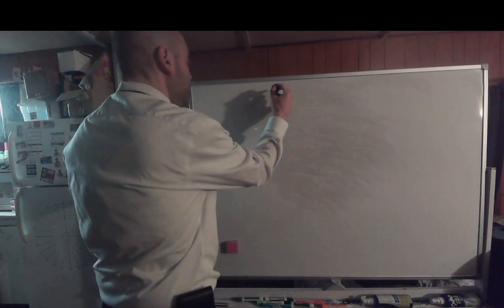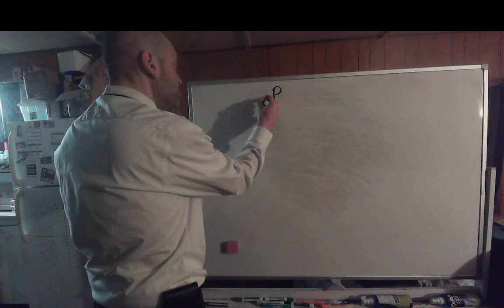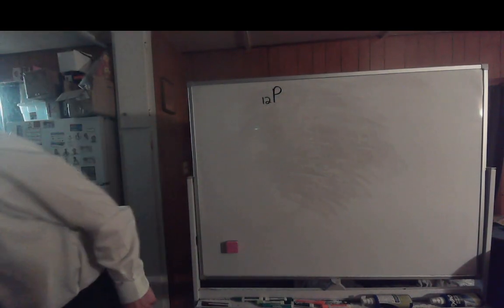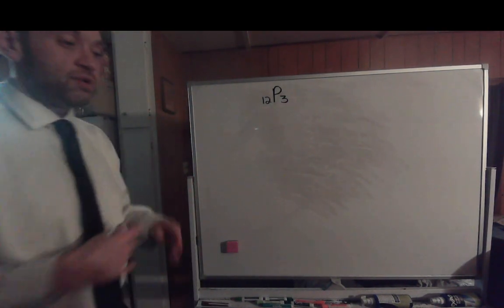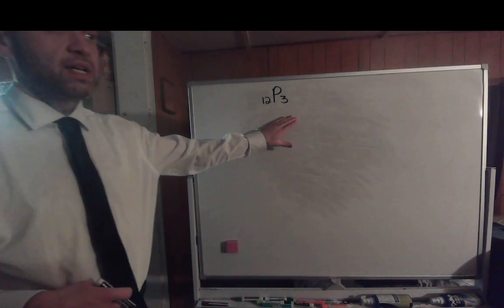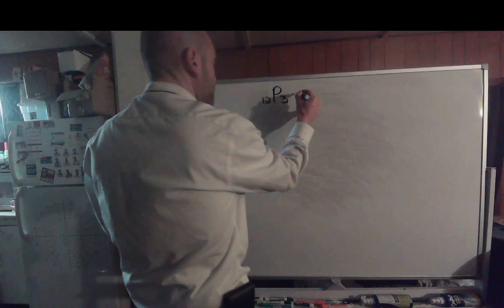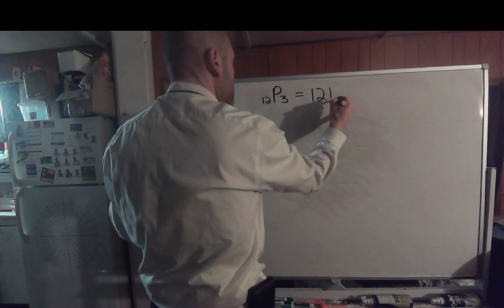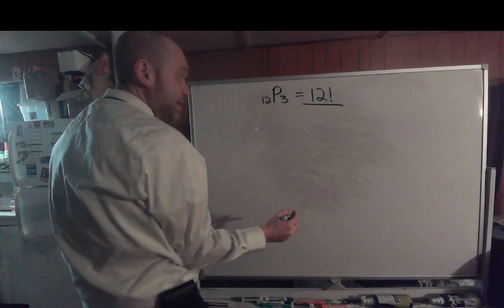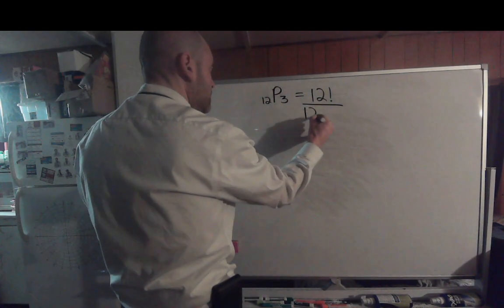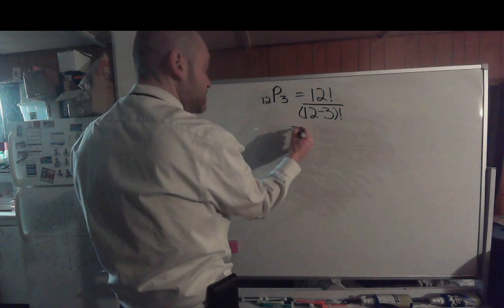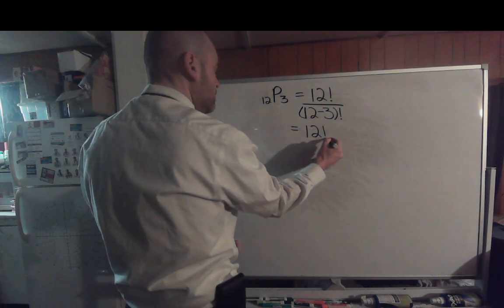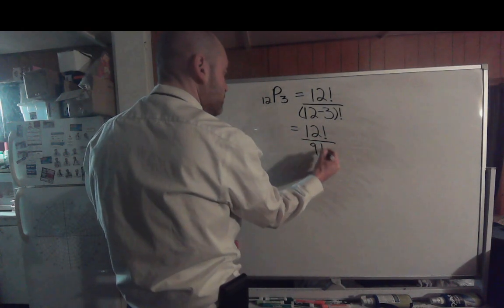Alright, let's see. I'm taking the permutation of 12 things 3 at a time. So I'm doing the permutation of 12 items 3 at a time. So my n is 12, so this will be 12 factorial all over the quantity of 12 minus 3 factorial. So this would become 12 factorial all over 9 factorial.